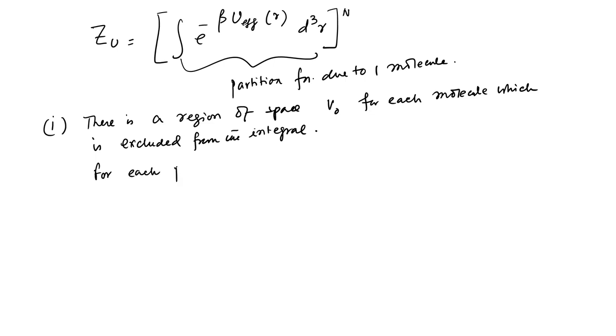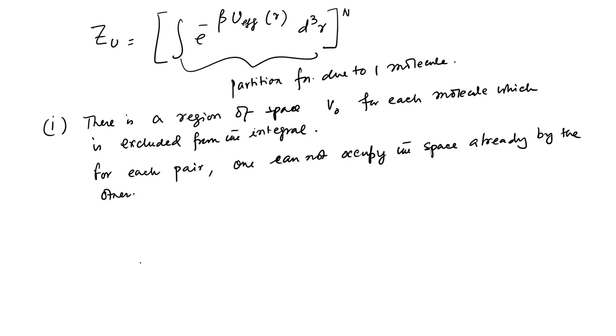So for each pair that we are considering, one cannot occupy the space already occupied by the other, let us write it this way. And there is also an important thing that in this region, which is this region of V minus V0, okay, the potential is smooth.